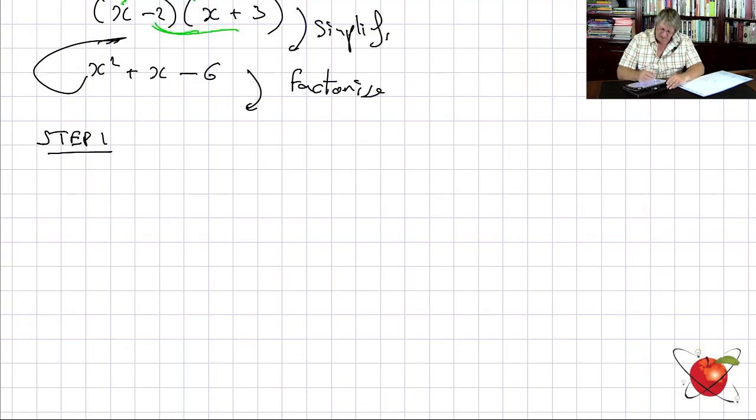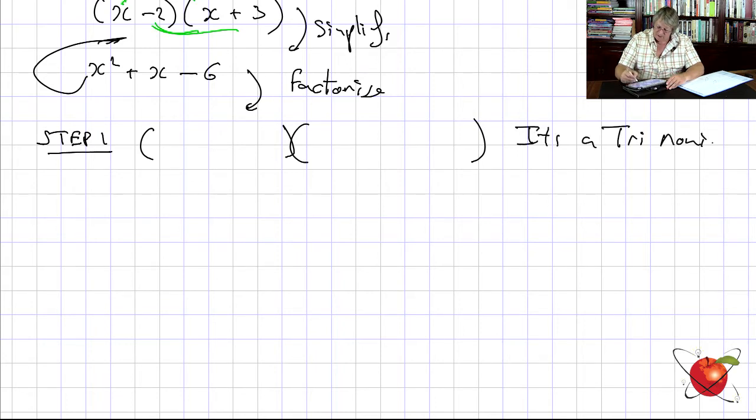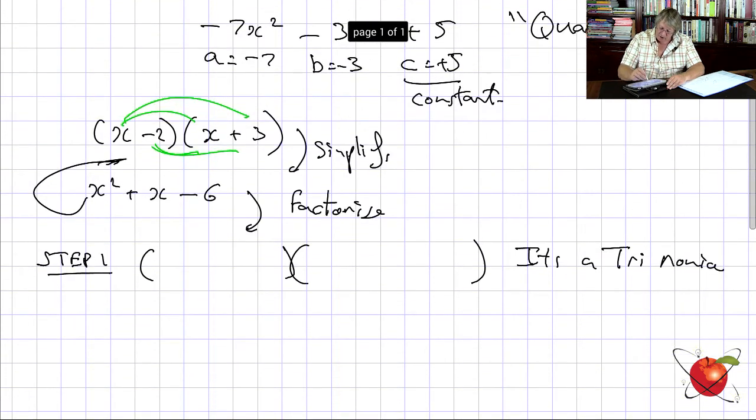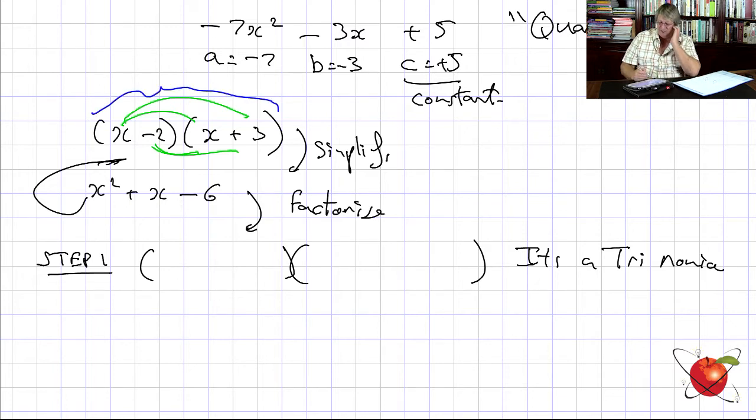Step 1 is, open two brackets, it's a trinomial. Why? Because it's going to look like this. We're going to go to two brackets like that. Now, you can see the first here must be an x and that must be an x, because I'm going to be multiplying the two first ones together to give me an x squared.